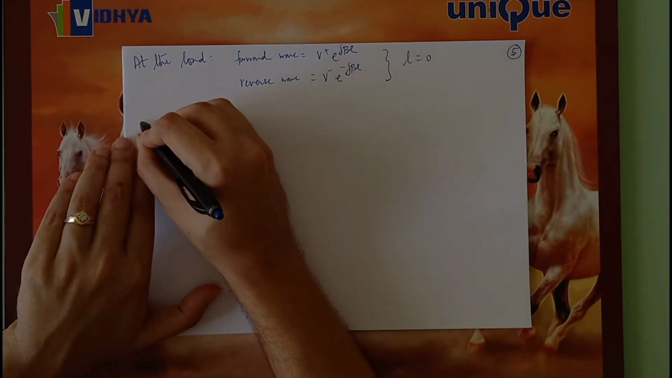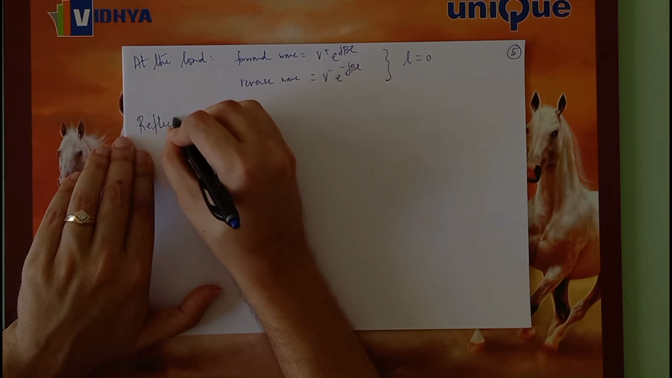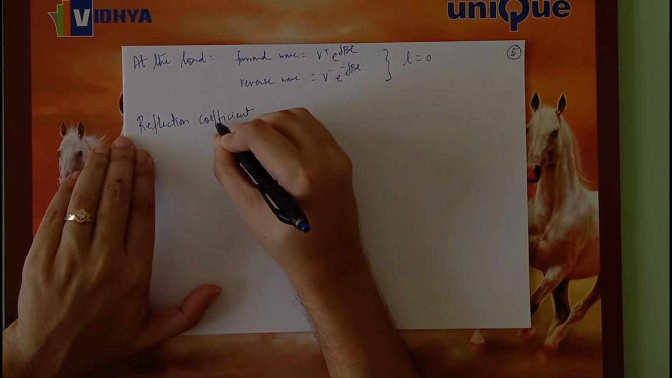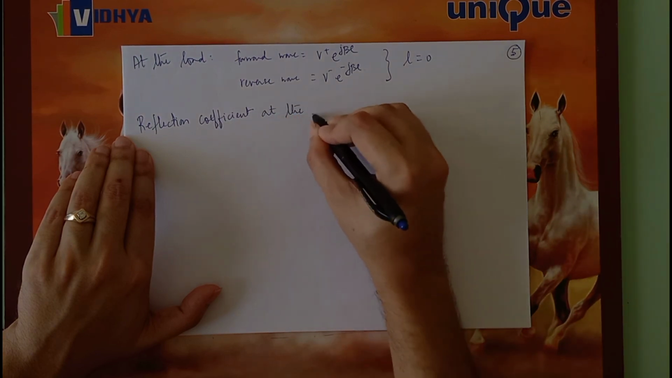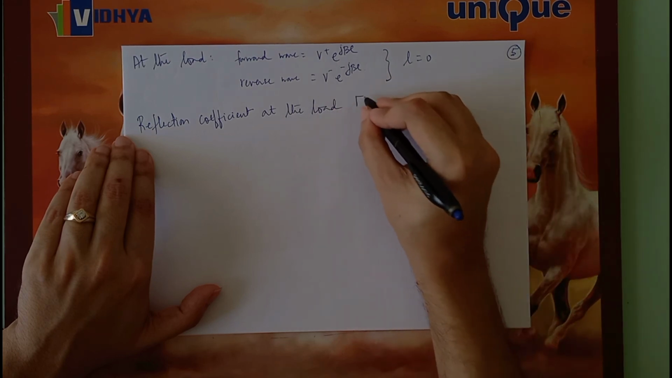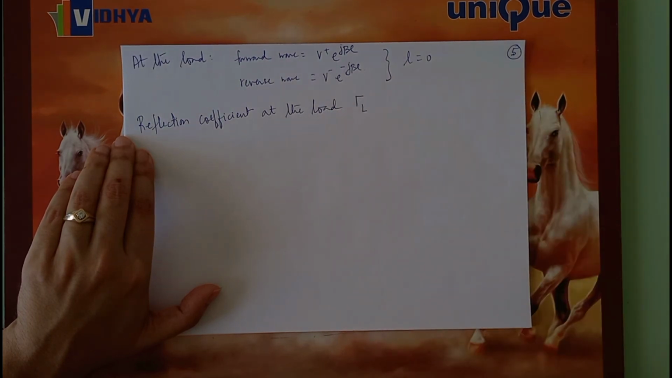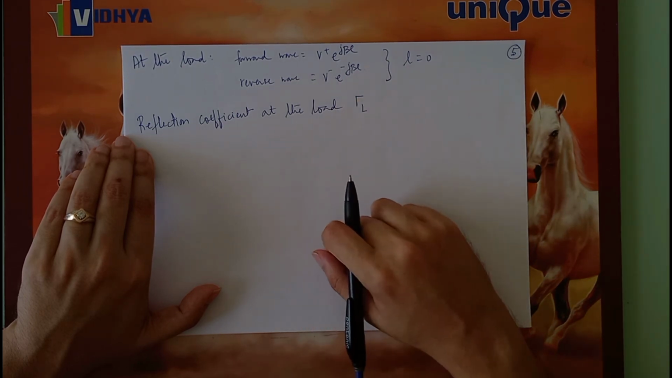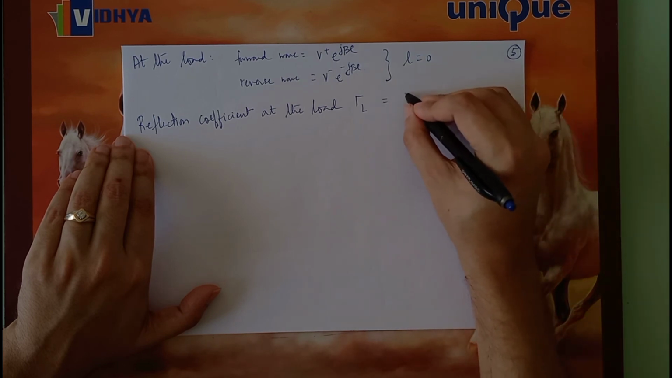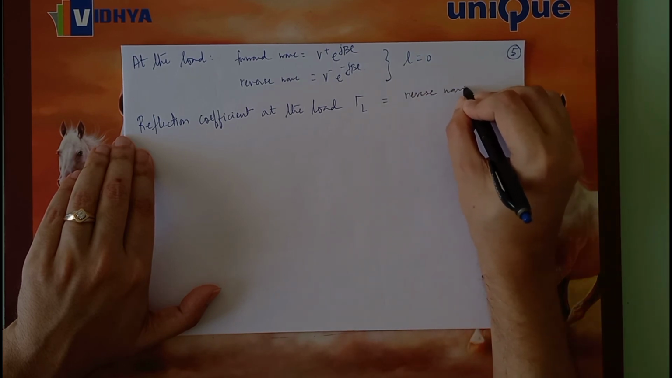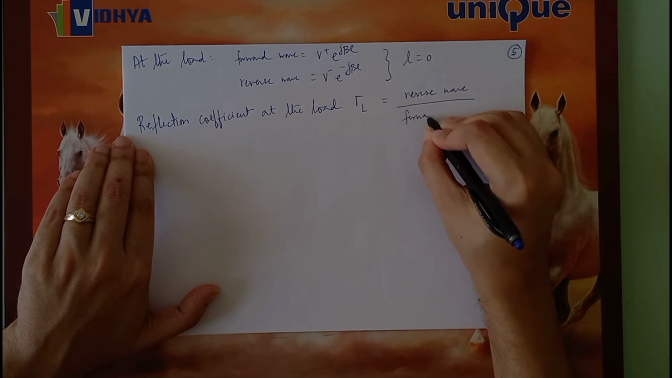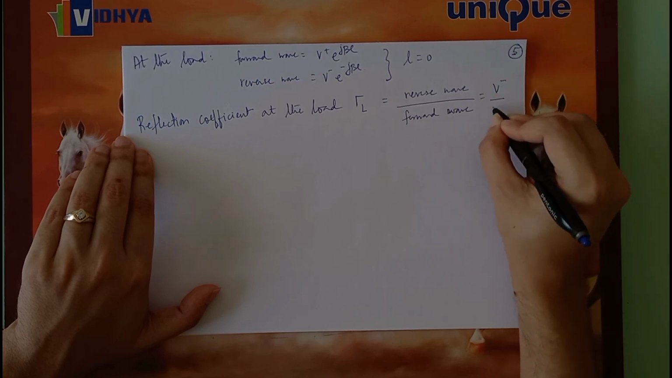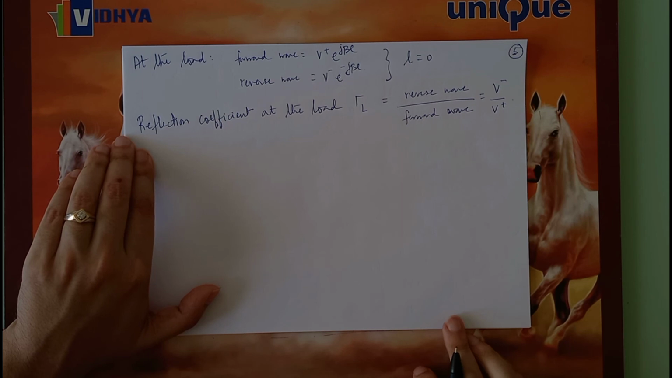So we define something called the reflection coefficient at the load, that is gamma suffix L. Both gamma and L are capital. Please do not confuse this capital gamma with the propagation constant. So that will be equal to the reverse wave by the forward wave, and that is nothing but V minus by V plus. Right?